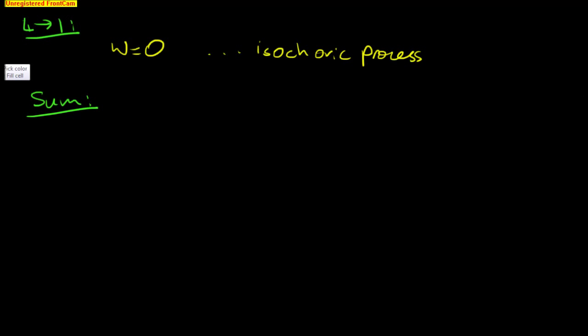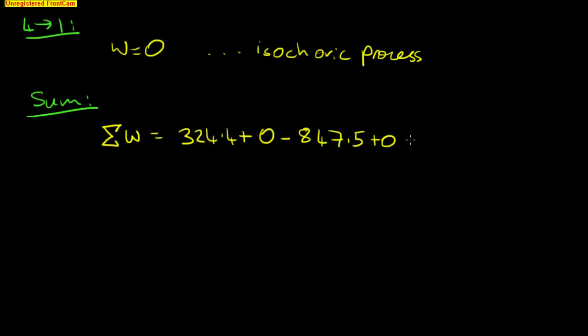So, this is the end of our section B, but let's add these up and see what we get. So we have 324.4 plus 0 minus 847.5 plus 0 comes to minus 523.1 joules. So each cycle gives us minus 523.1 joules of work. And this up here will give you 10 marks.